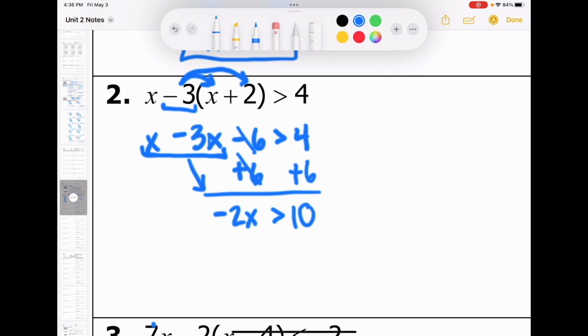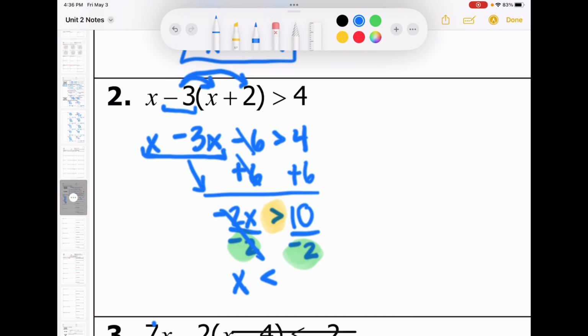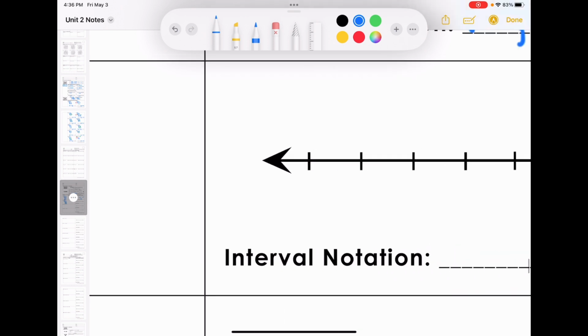Now to get x by itself, I have to divide. So I'm dividing both sides by a negative 2. All right, we're dividing by a negative number, so I'm going to flip my inequality sign. So that's going to flip to less than. Then I have x on the left, and 10 divided by negative 2 is negative 5. So now we're going to graph that on our number line.